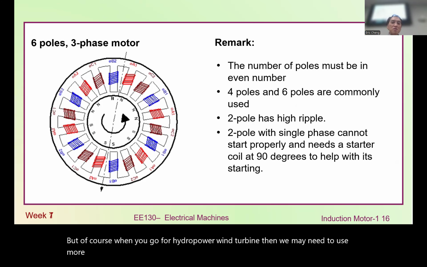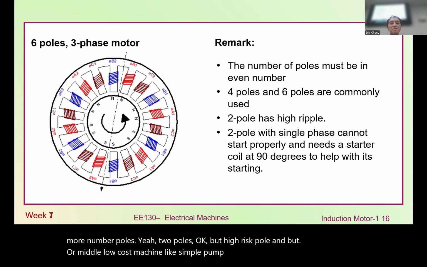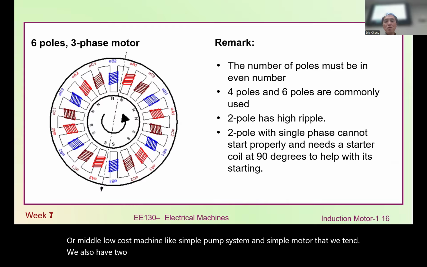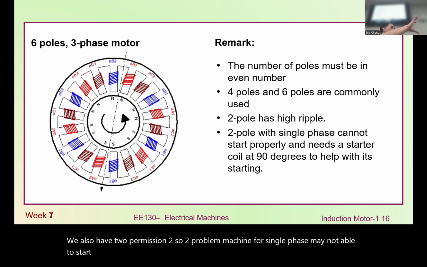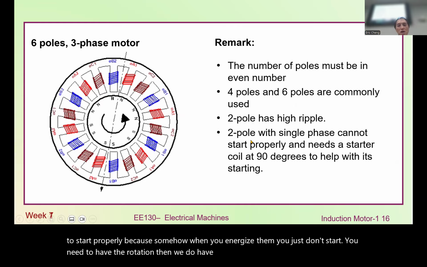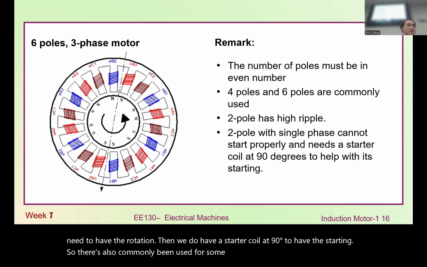2-pole is okay, but high speed. But of course, for really low cost machines like a simple pump system, a simple motor, then we also have 2-pole machines too. A 2-pole machine for single phase may not be able to start properly because somehow when you energize it, it just doesn't start. You need to give it a rotation. Then we do have a starter coil at 90 degrees to have the starting. So that's also commonly used to start some simple motors like a 2-pole machine.